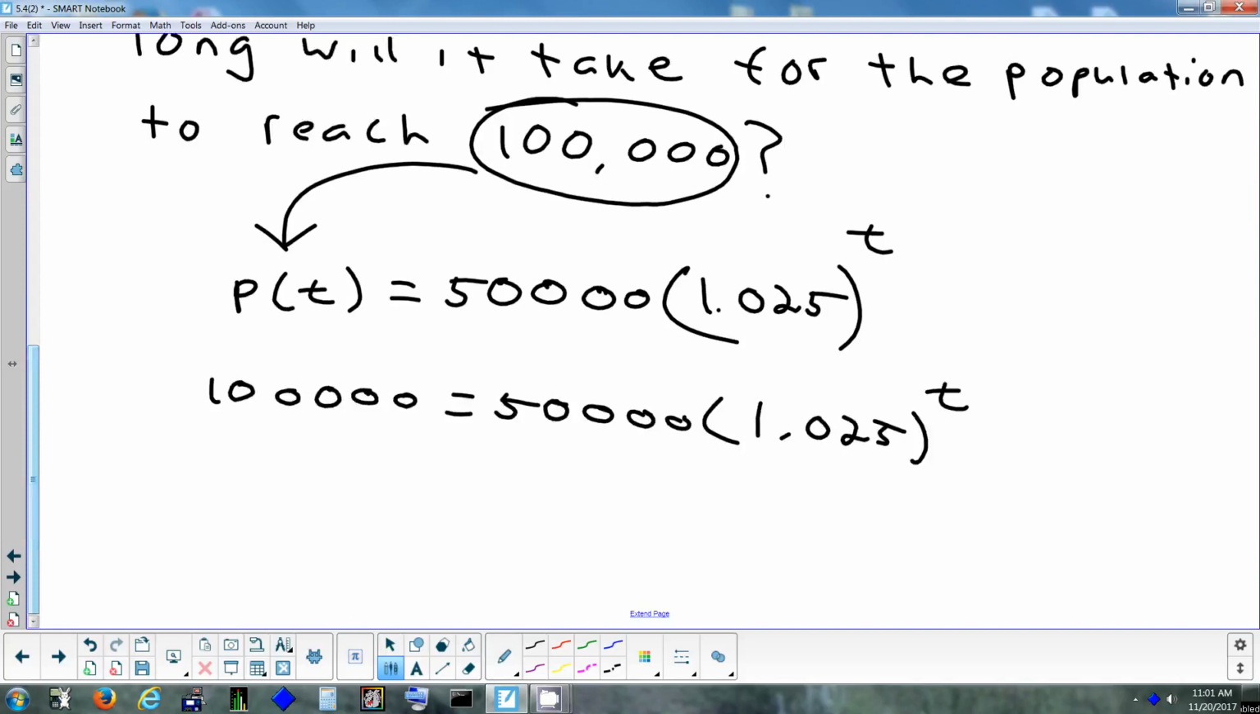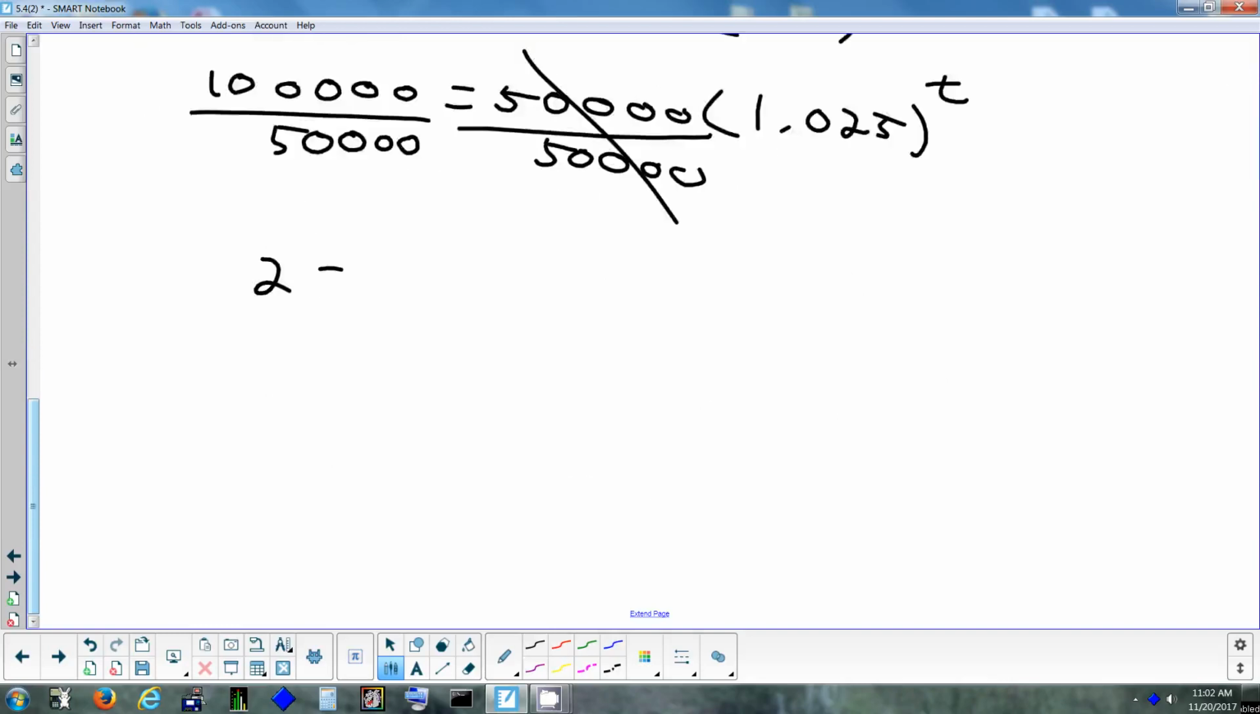So anybody see something I could do to both sides to start to get the t by itself? I can at least get something away from it. Yeah, we can start by dividing by 50,000. So I get 2 equals 1.025 to the t. All right, now what's the problem with that equation? Why couldn't I give that to someone in Algebra 1 and have them solve it, most likely? What's in there that complicates it a little bit? It's exponents instead of just regular variables. Okay. Variable as an exponent. Yes, the variable is an exponent, and anytime we have variables as exponents, we have to use log somehow.